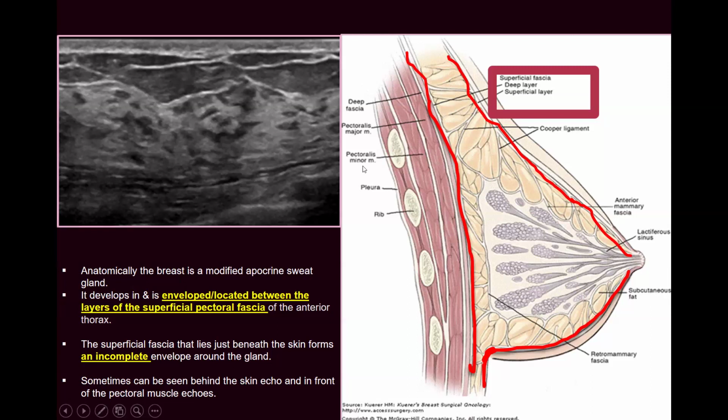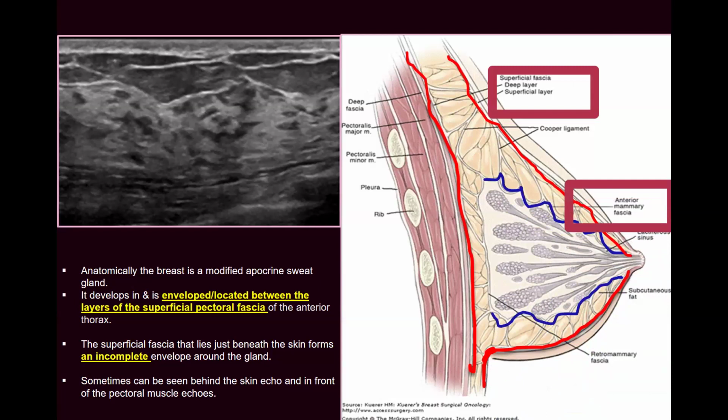And the deepest one, usually because the structures are crowded posteriorly, we could not usually appreciate the posterior layer, the deep layer of the superficial fascia. We have also, as we mentioned before, the anterior mammary fascia. The anterior mammary fascia is also interrupted at the nipple areolar complex, and just covers the mammary zone. You see, it's covering the mammary zone.